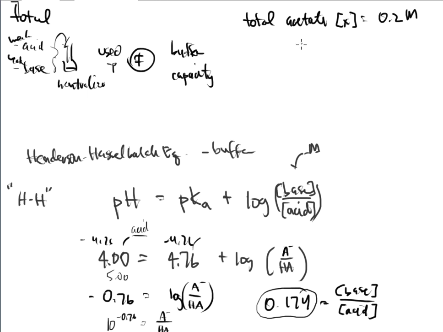I'm going to come over here to the side and I'm going to write my ratio here. My ratio was 0.174, and again, this is my base to the acid. Okay, so now I'm going to erase all of this other, because we need to continue on with this Henderson-Hasselbalch equation and calculation to figure out how much exactly of each one of these do I need.